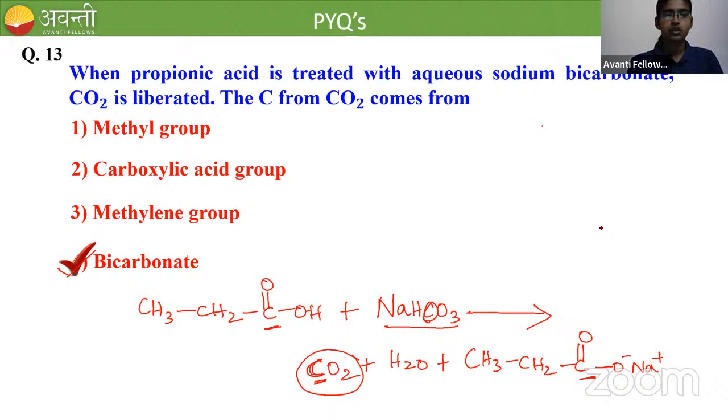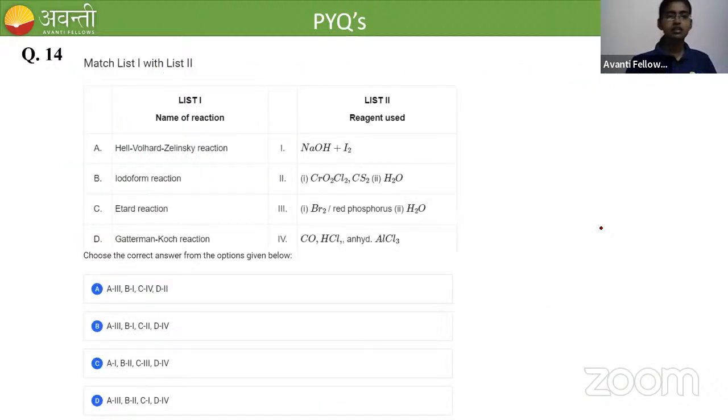Yes. Question number 14 is on your screen. You have to match list 1 with list 2. It's very easy. Just find the answer within a fraction of a second. Hell-Vollard-Zelinsky reaction reagents. I'm getting option D. Okay, let's check. The HVZ reaction reagent is Br2 and red phosphorus. You have to use Cl2 or Br2 in the presence of red phosphorus. So this is HVZ, right?